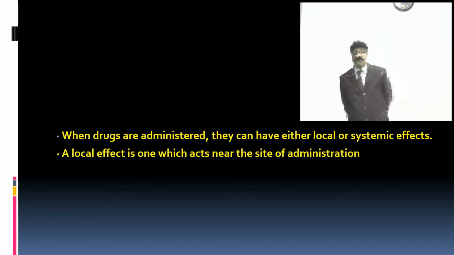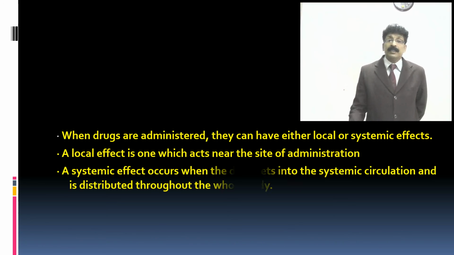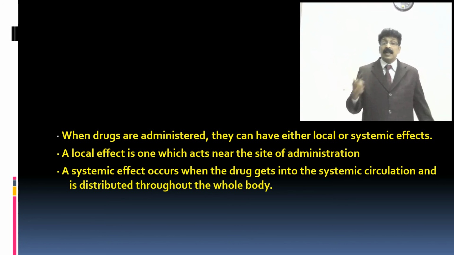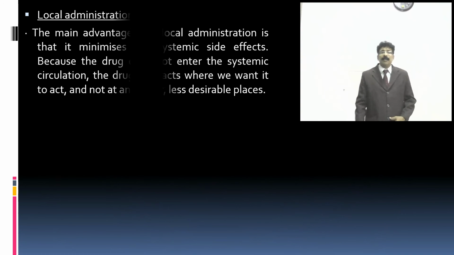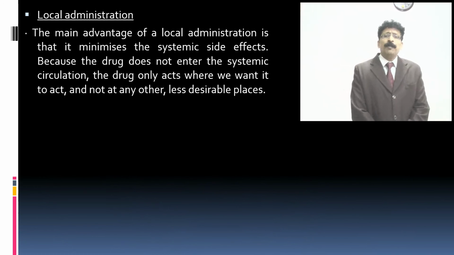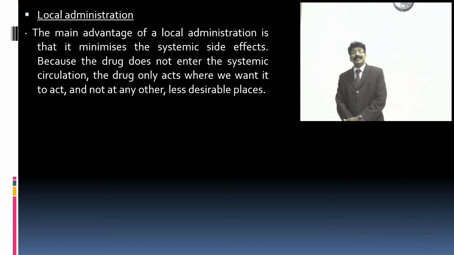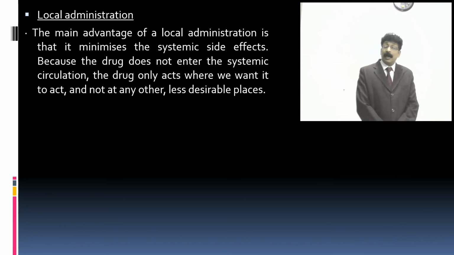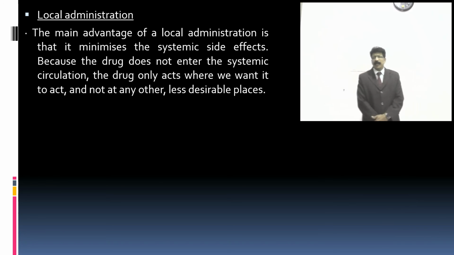The local effect is one which acts near the site of administration. The systemic effect occurs when the drug gets into the systemic circulation and is distributed throughout the whole body. Very simple to understand. The main advantage of local administration is that it minimizes systemic side effects because the drug does not enter the systemic circulation. The drug only acts where we want it to act and not at other, less desirable places. Sometimes it can even reduce adverse effects.